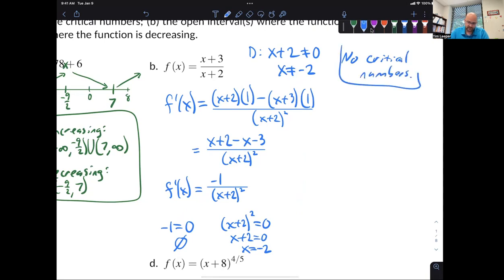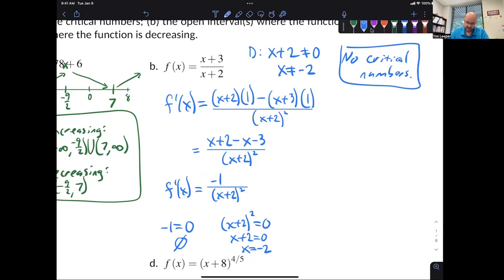But that does not mean that there are no important numbers. There is an important number of negative 2. These will always be important numbers. It's just that it's not a critical number specifically. Remember, the definition of critical number is that it's wherever the derivative is either equal to 0 or undefined when it's in the domain of the function. But because x equals negative 2 is here, it is an important number.